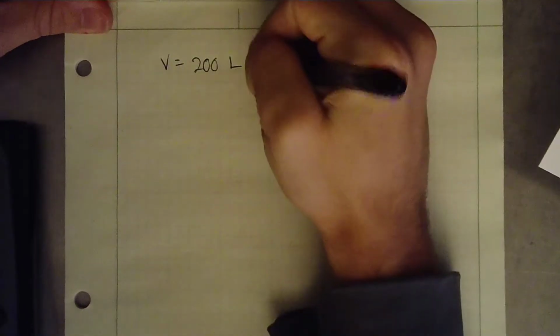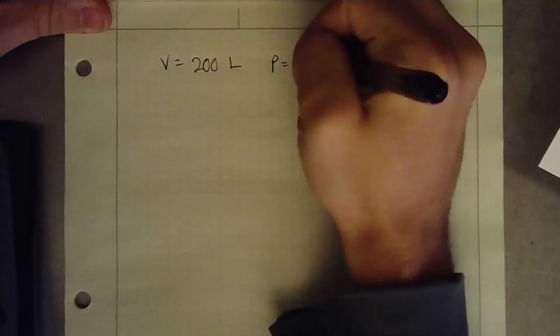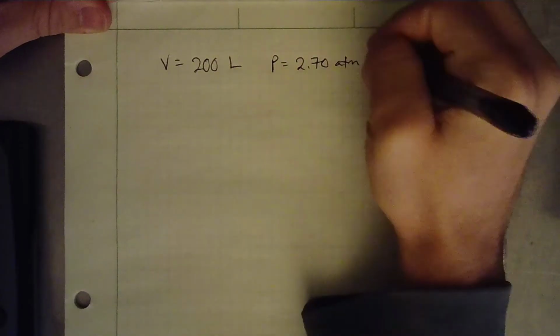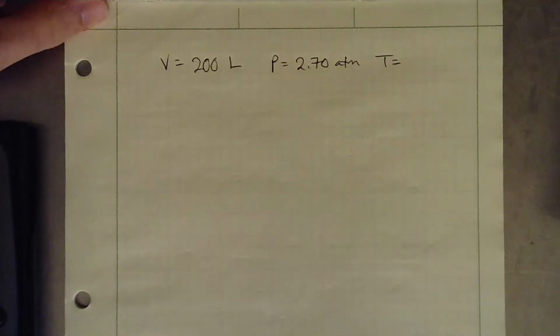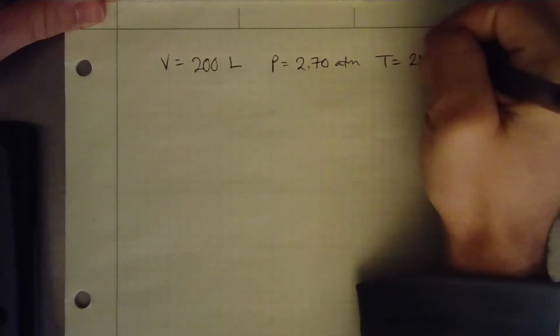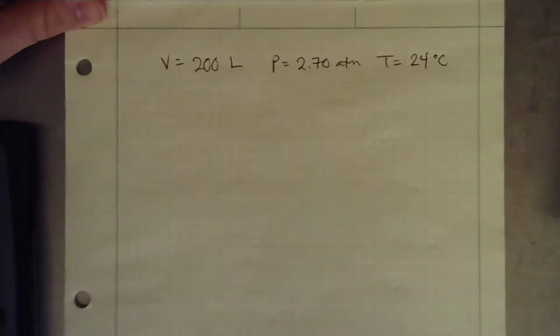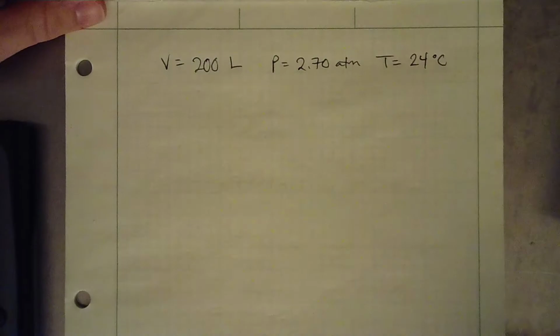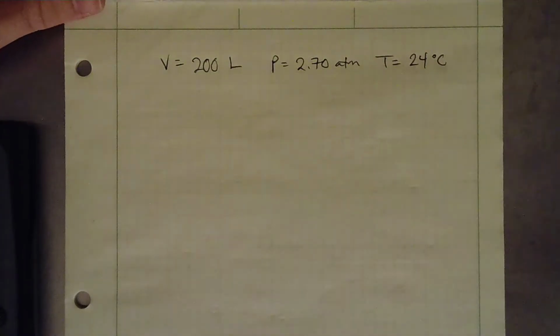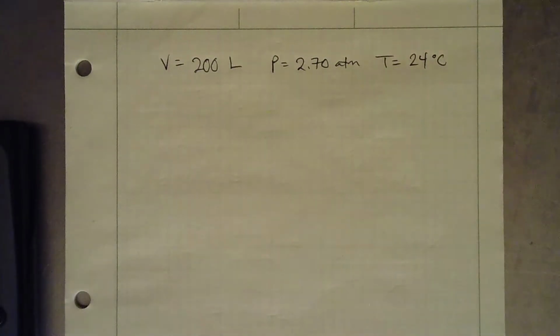The pressure is 2.70 atmospheres, and the temperature is 24 degrees Celsius. Okay, now I mentioned in the video that I was going to talk a little bit about temperature and the units of temperature.